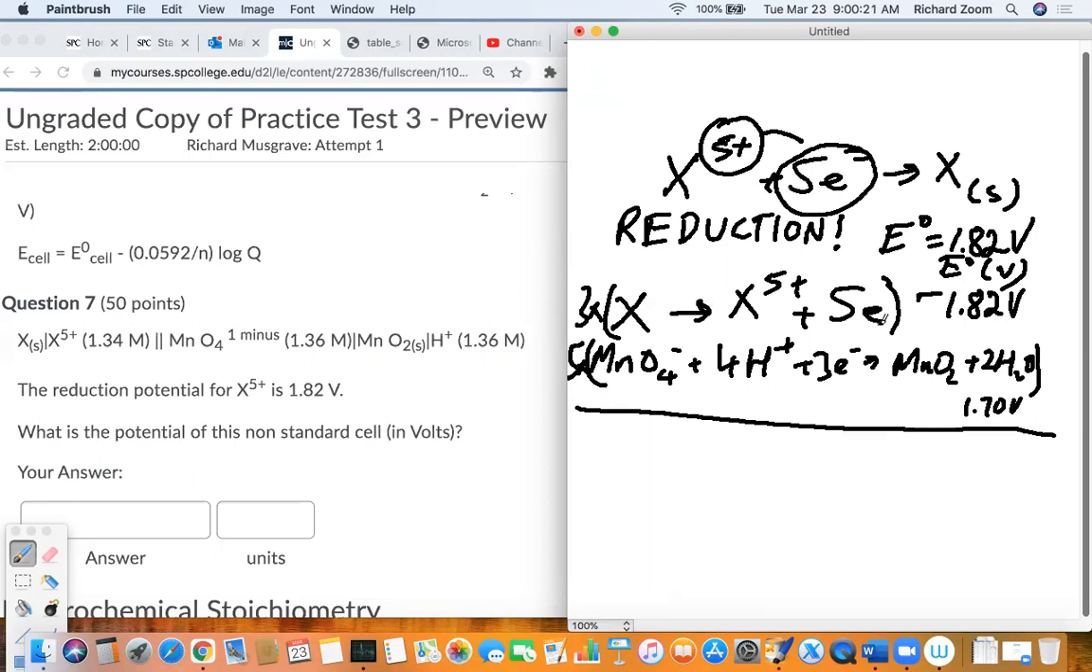Now, why am I doing that? We've got 5 electrons and we've got 3 electrons. And what that means is they don't even out. So how do I get them to even out? Well, I need to multiply both of these reactions by something in order to make the electrons the same. So I do that by multiplying the top one by 3 and the bottom one by 5. Does anybody have any questions about this so far?